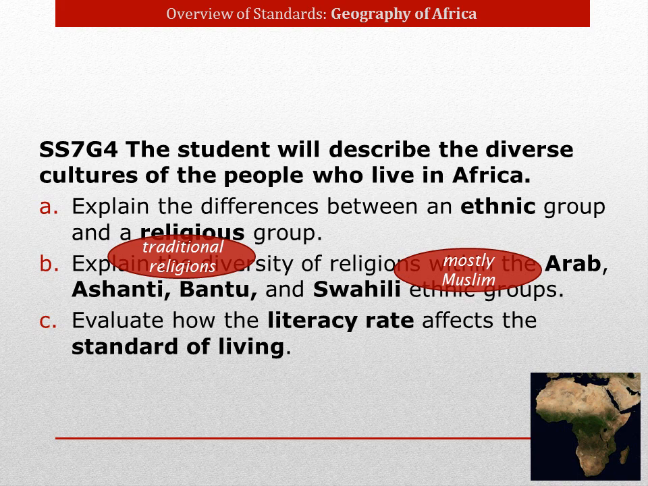Element C. Evaluate how the literacy rate affects the standard of living. Now, you already learned from our economics lessons that literacy rate and standard of living are directly connected. So when the literacy rate goes up, the standard of living also rises. And likewise, if you're in a country where the literacy rate is low, you tend to also see a low standard of living.